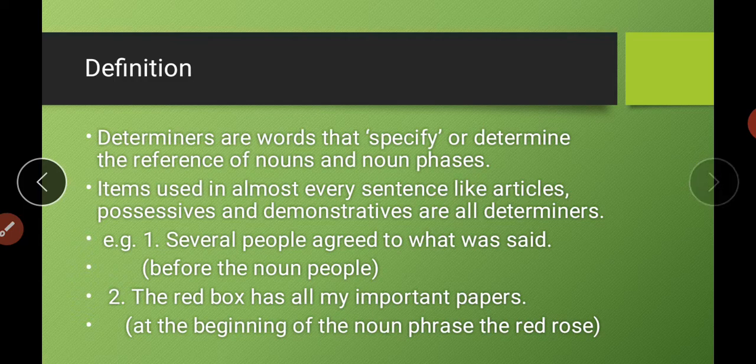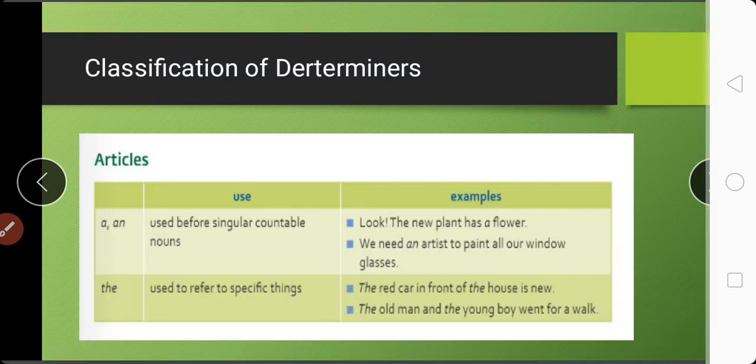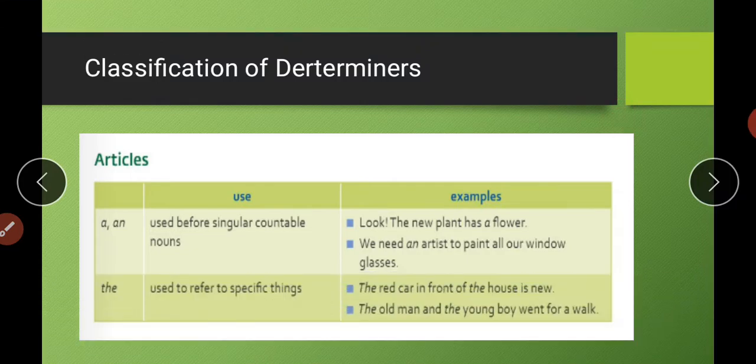So let us see one by one. Here there is a classification of determiners. We will categorize determiners into three categories: first of all, articles, possessives and demonstratives. So let us see the articles first of all. For articles, there are types: a, an and the. So a and an are used before singular countable nouns, as we know.